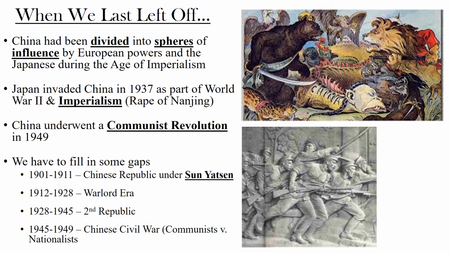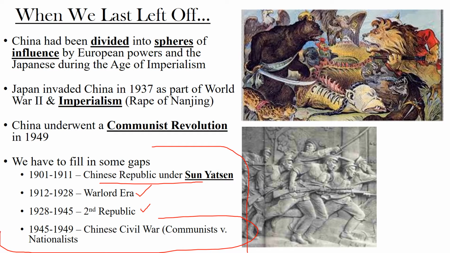And then China, we know, undergoes a communist revolution in 1949, because that was mentioned in the beginning of our Cold War notes. So we have to fill in the gaps in between. We need to talk about the Chinese Republic under Sun Yat-sen. We need to talk about the warlord period, the Second Republic, and the Chinese Civil War of the communists versus the nationalists, or Kuomintang. So that's what we're going to dig into.